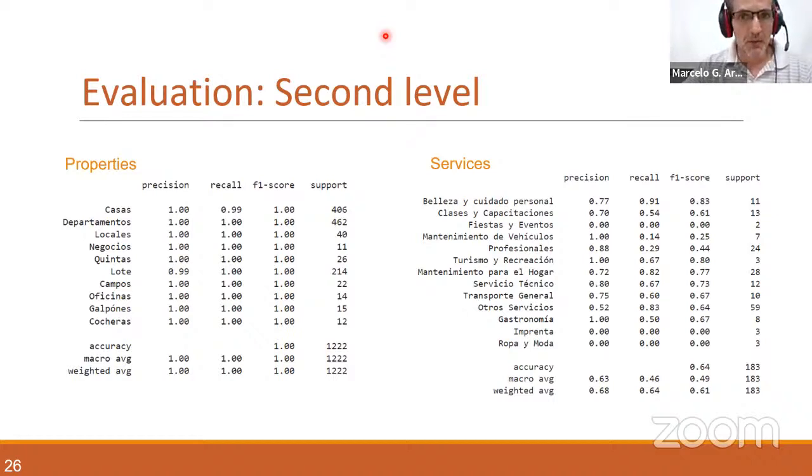I'm running out of time, so I will speed up a bit. Here we have the results for second level classification. We can see that properties obtain almost a perfect classification, not the same for services, which was a bit lower.